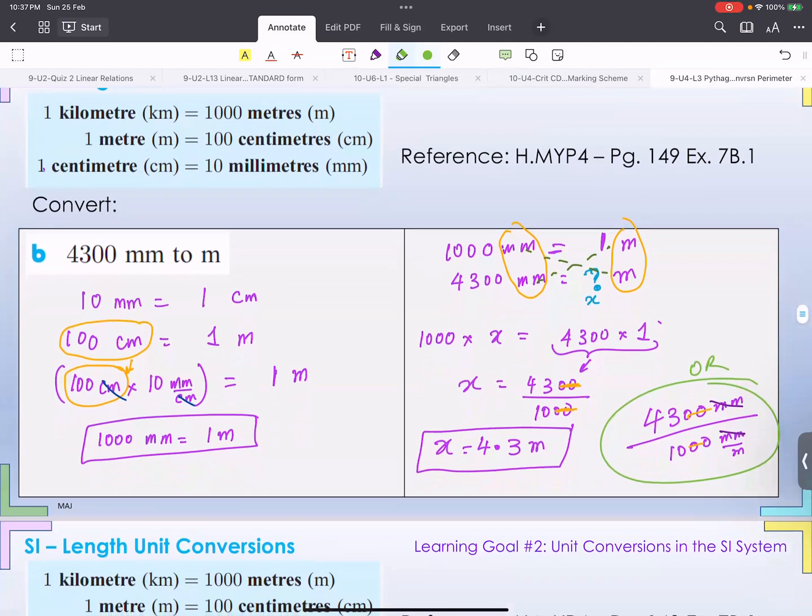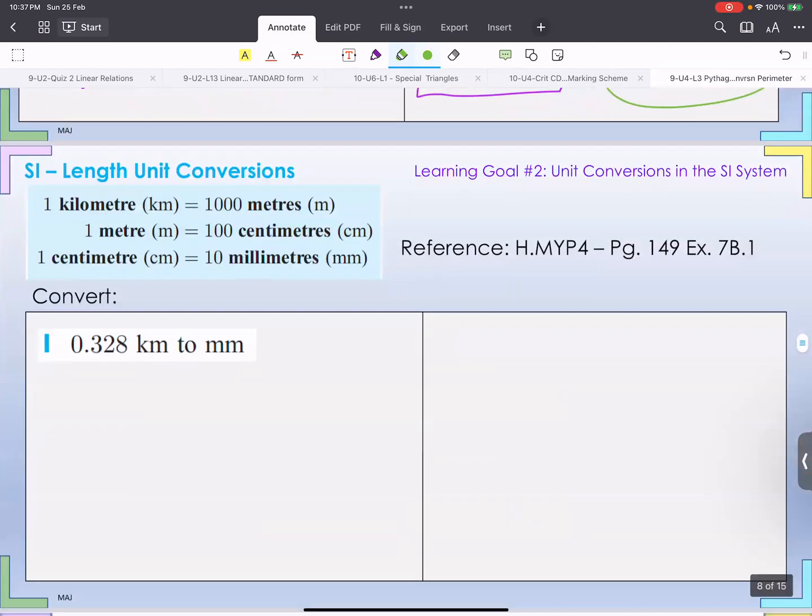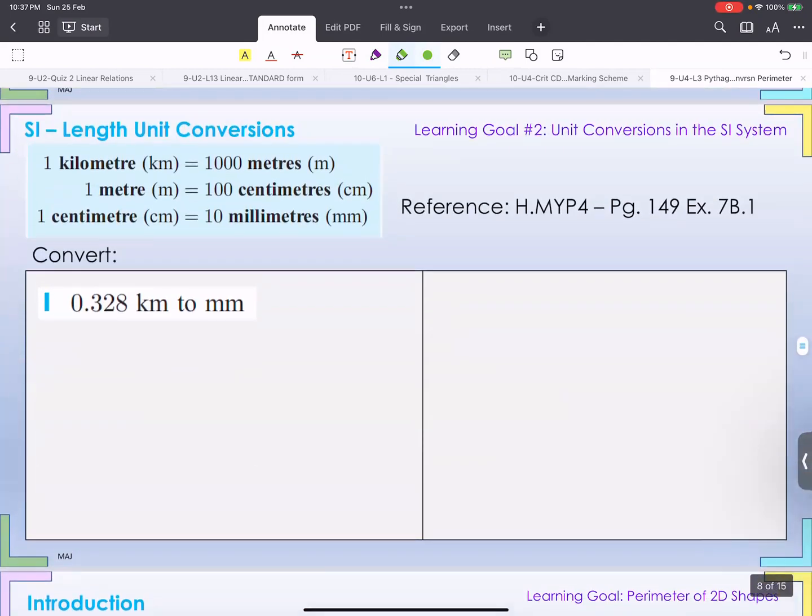Right, off to the next question. Try this out. Pause the screen if you want to. Try it out on your own.